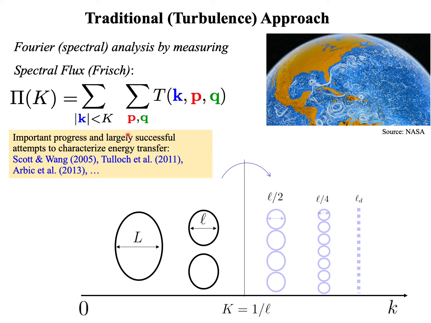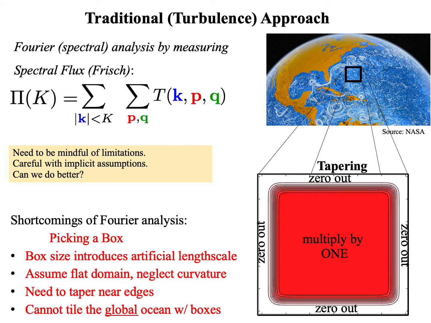Don't worry too much about the mathematical details here, but the definition can be found in the book of Frisch. This kind of approach requires using Fourier analysis in box regions, and it has some limitations. I mention some of the limitations here, but I don't want to go into too much detail. There's another talk that I give in another session that you're welcome to listen to if you're interested.